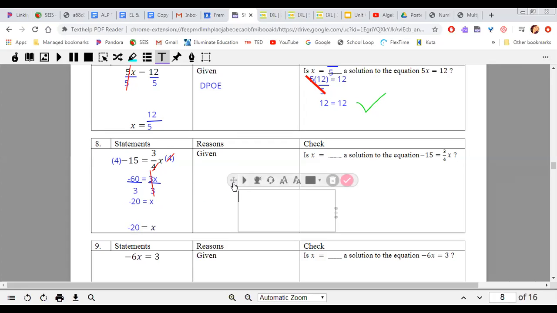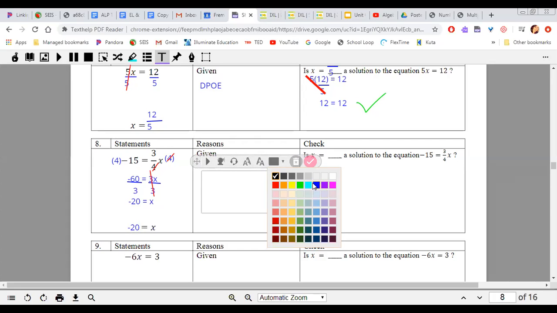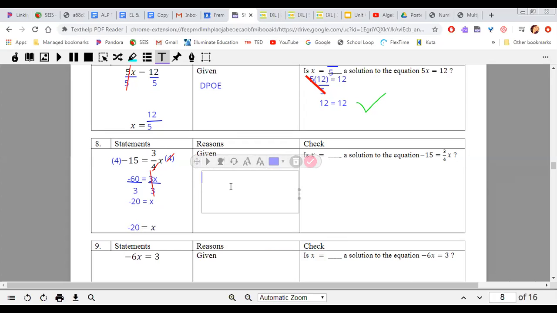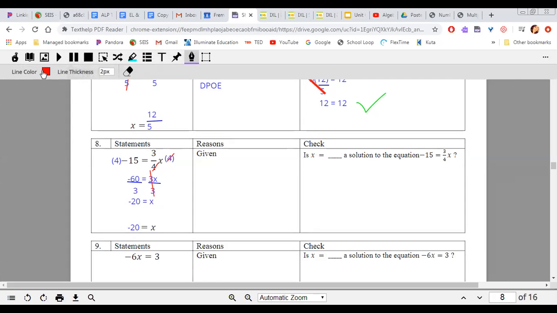And then what am I writing for my reasons? I got to write what I did first. Okay, I did divide, but did I do something before I divided? There's a negative sign, but did we subtract? Multiply. MPOE, yep, and then we write DPOE.